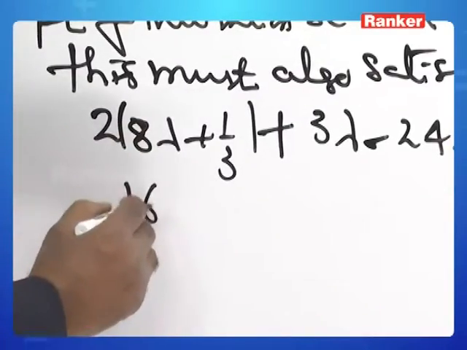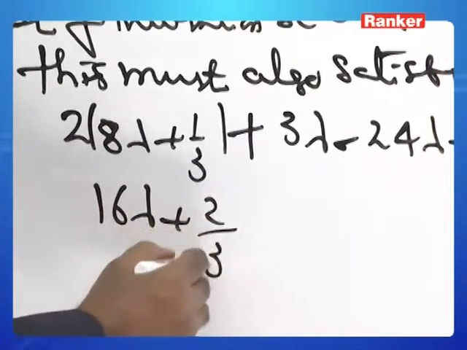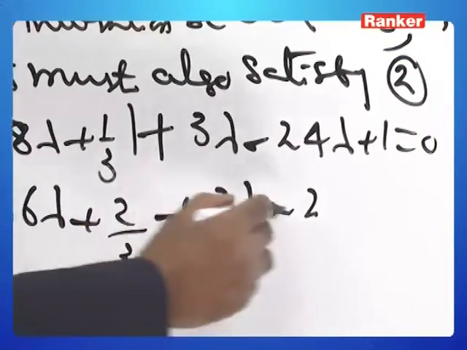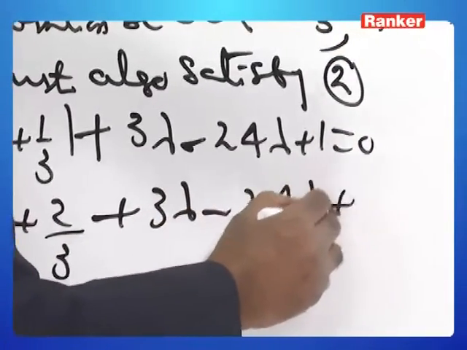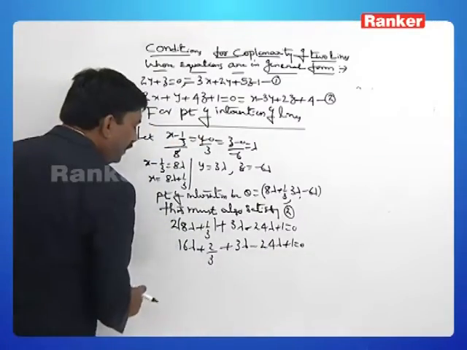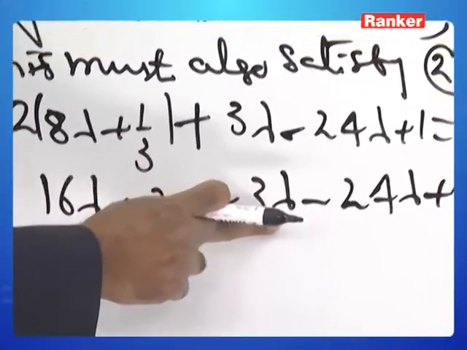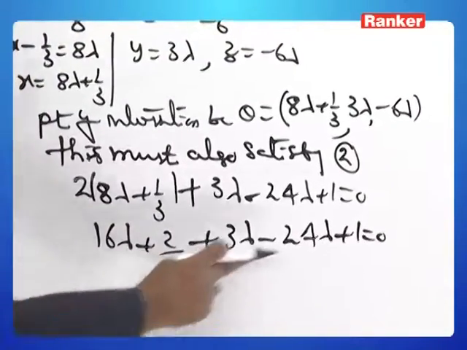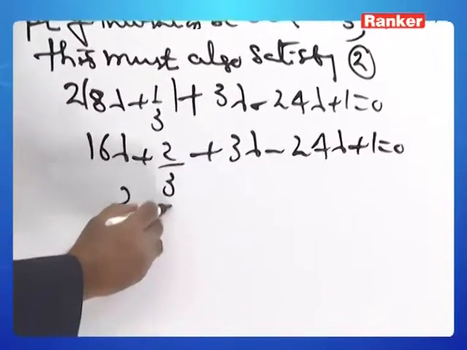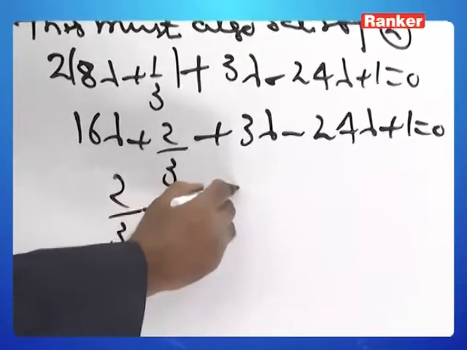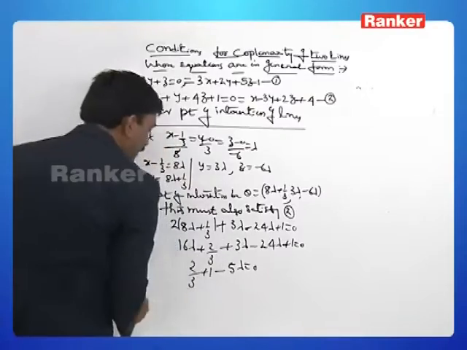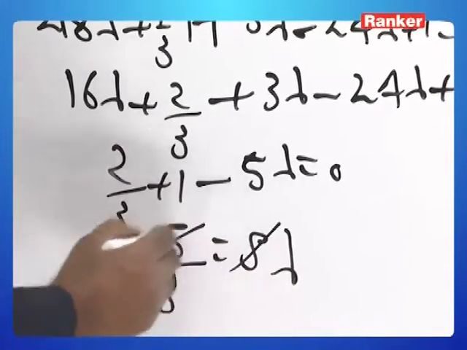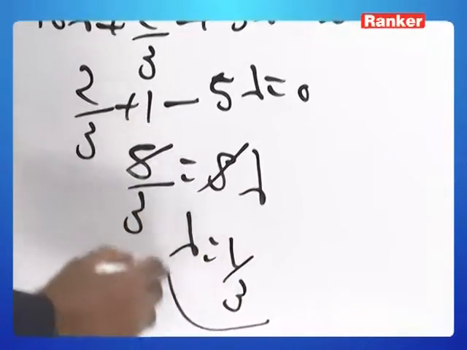So now I can simplify this. 16 lambda plus 2/3 plus 3 lambda minus 24 lambda plus 1 is equal to 0. So 16 plus 3 is 19 lambda minus 24 gives minus 5 lambda. Therefore 2/3 plus 1 minus 5 lambda is equal to 0. Now 5/3 is equal to 5 lambda. This and this get cancelled. Lambda is equal to 1/3.